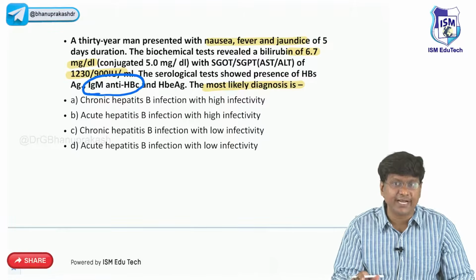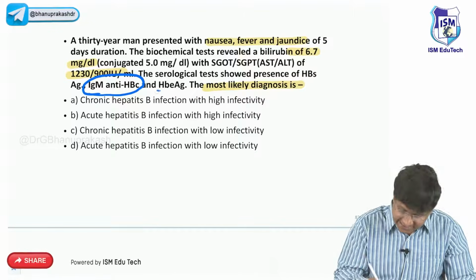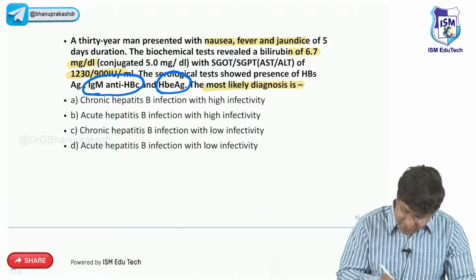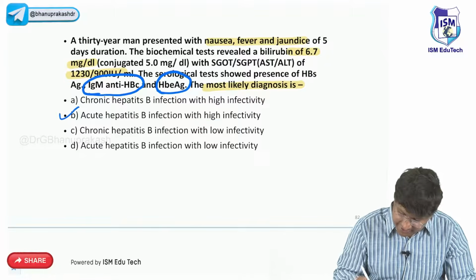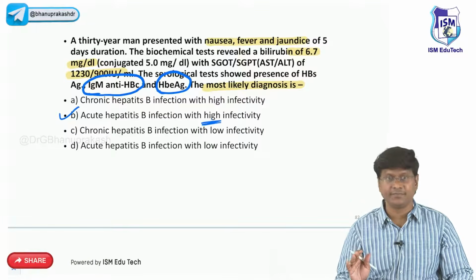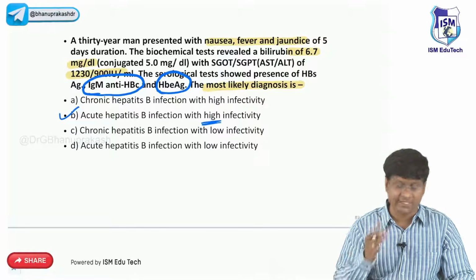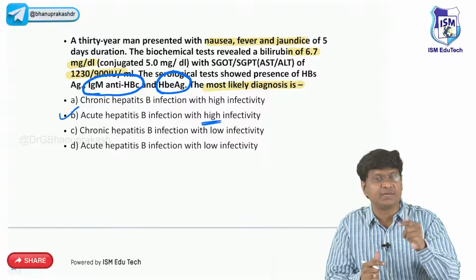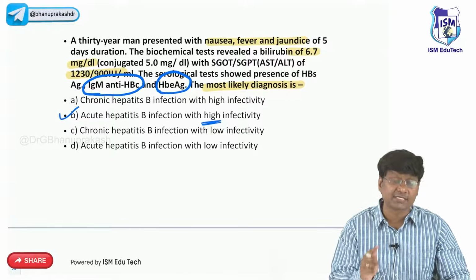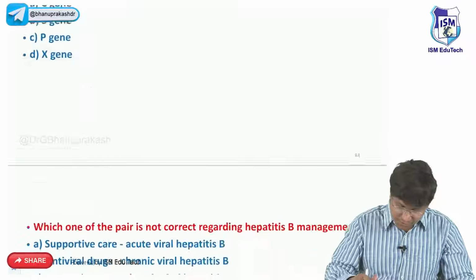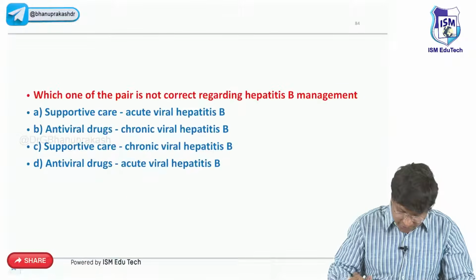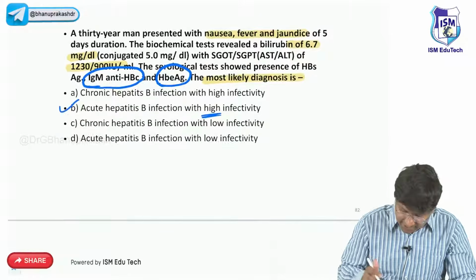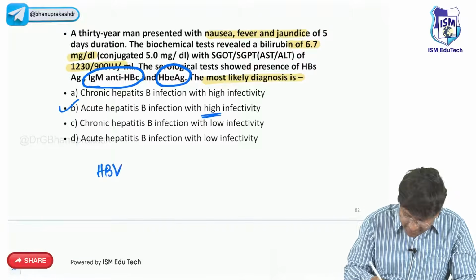And next to that, the individual is having the envelope antigen. That tells the individual is having acute hepatitis with high infectivity, right? Acute hepatitis with high infectivity. And one more important serological marker that was asked previously is about the replication. So, the presence of the replication. What are the markers of the HBV replication?